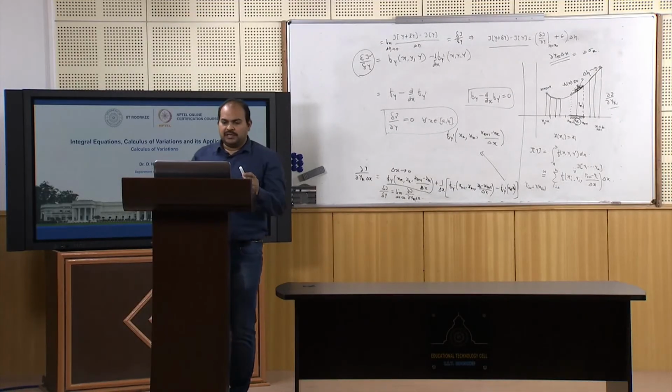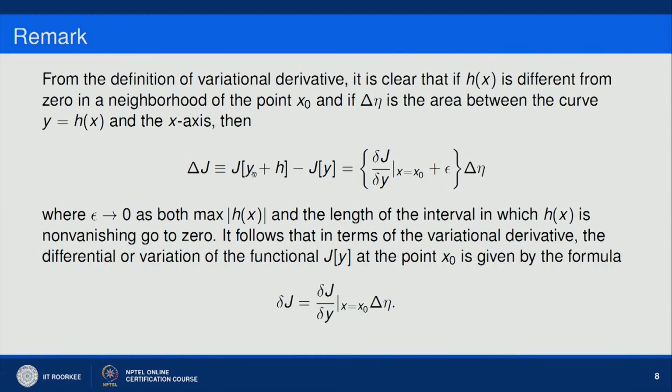Is it okay? So, here we say that delta J is given as J of y plus h minus J of y, equal to delta J by delta y at x equal to x naught plus epsilon into delta eta, where epsilon tends to 0 as both the maximum of the modulus of h(x) and the length of the interval in which h(x) is non-vanishing go to 0. It follows that in terms of the variational derivative, the differential or variation of the functional J(y) at a point x naught is given by this formula. In the limiting case as epsilon tends to 0, delta J is equal to delta J by delta y at x equal to x naught into delta eta. So, this is the relation between variation and variational derivative of a functional J.